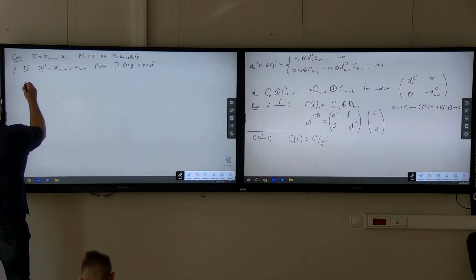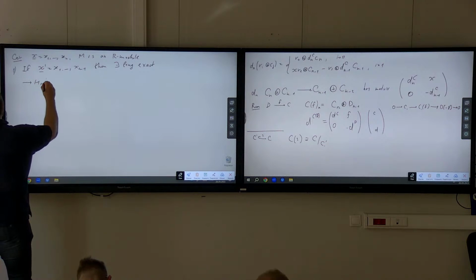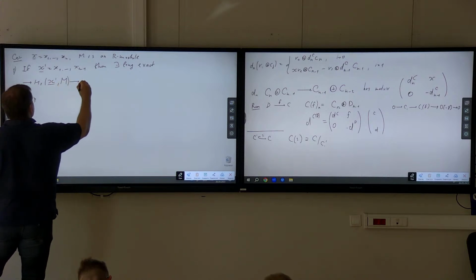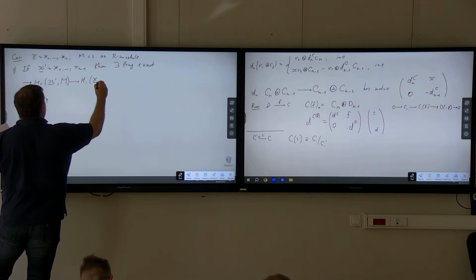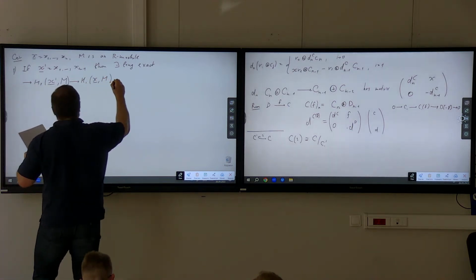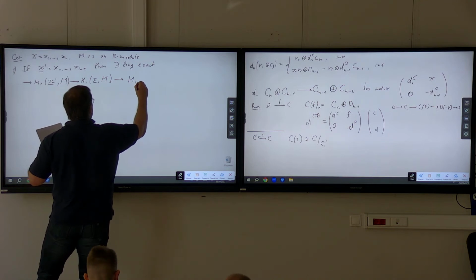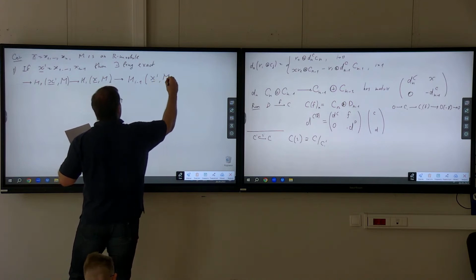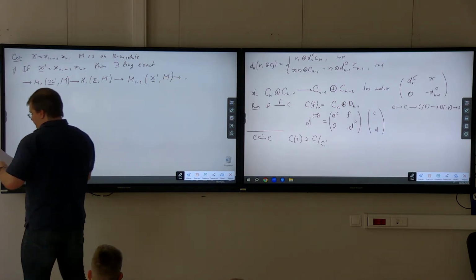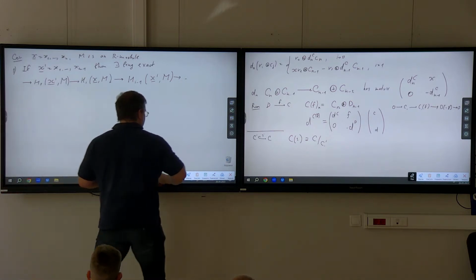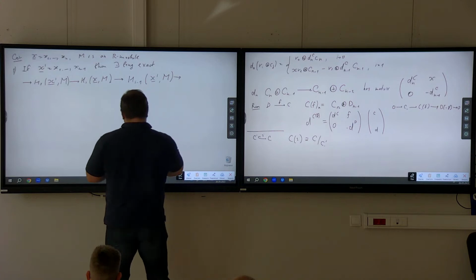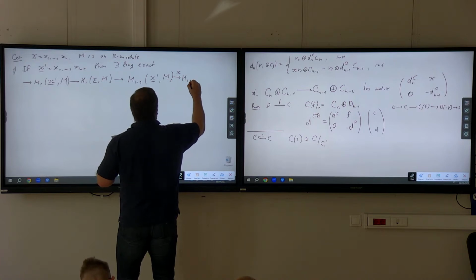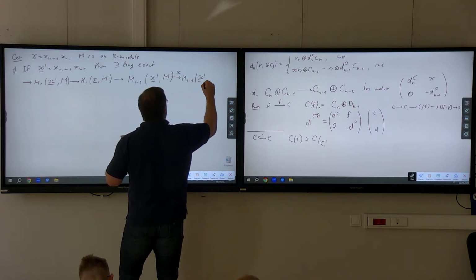So here we have H_i(x', M). Then this is mapped to H_i(x, M), and then to H_{i-1}(x', M). And the last term, so this will be just multiplication by x, and this is H_{i-1}(x', M).